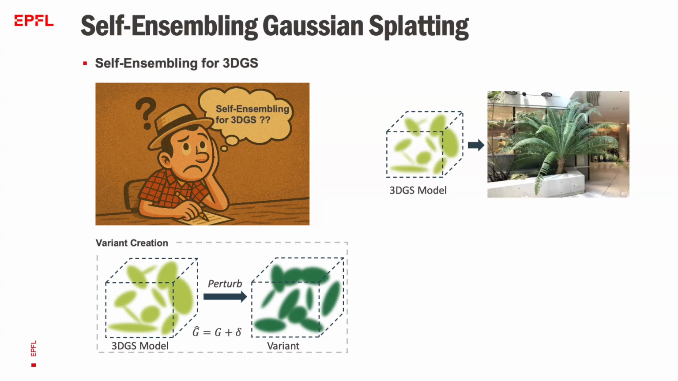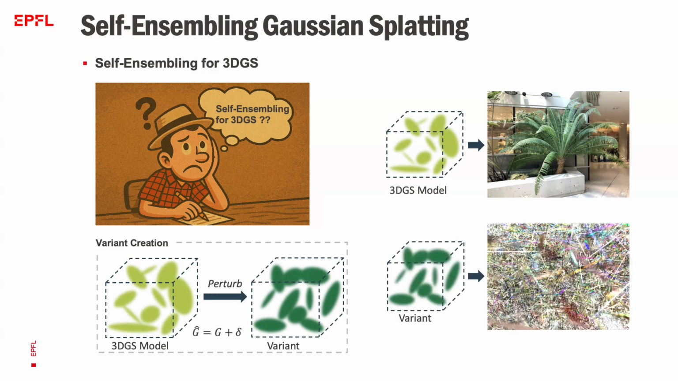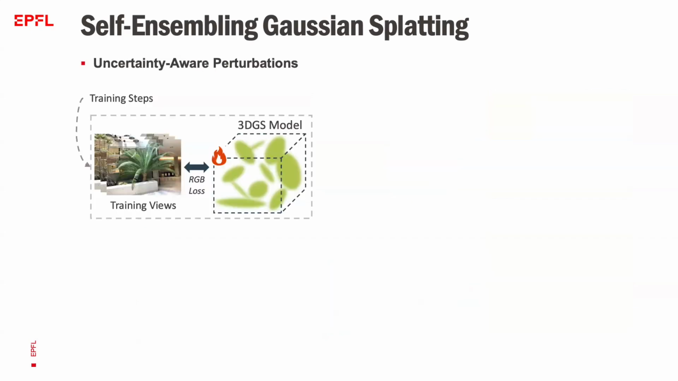Here I am showing an example. For this novel view, an optimized 3D GS model generates a clear image. However, once we slightly perturb the Gaussian primitives with random noise, the RGB rendering becomes super noisy. To handle this problem, in this work, we introduce an uncertainty-aware perturbation strategy.